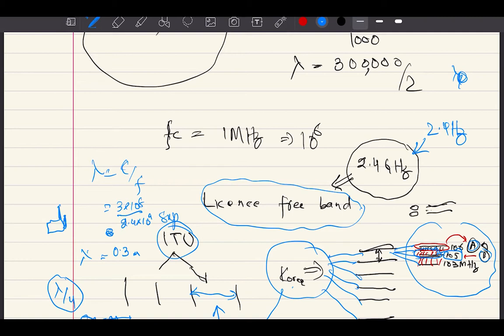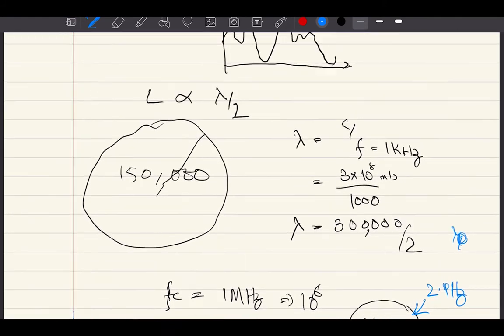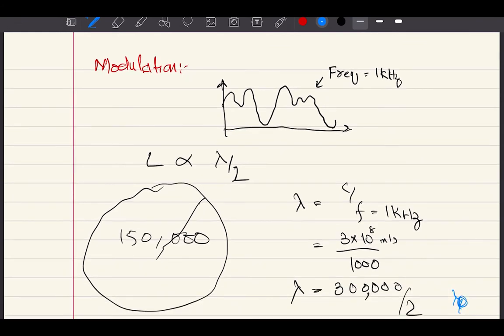That antenna is enough, because the frequency is so high that the proportion of the size of antenna is very small, and that antenna is enough to transmit your signal. So this was all about the modulation scheme. That's why we need the modulation.